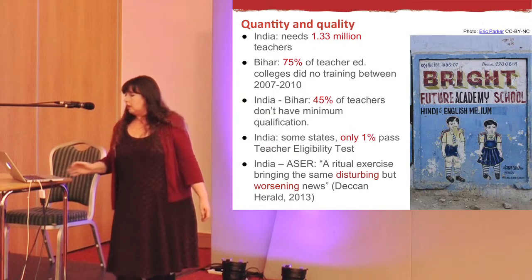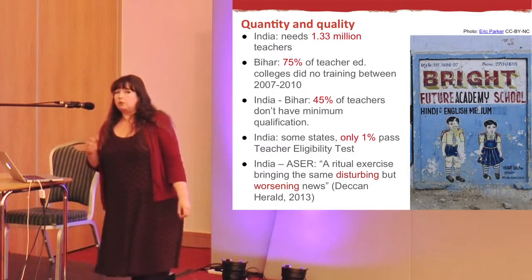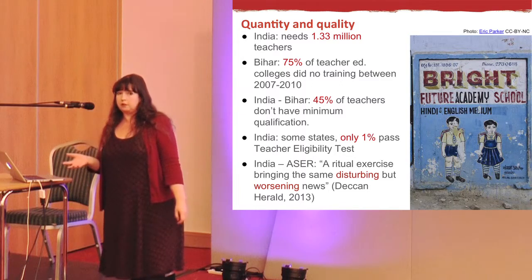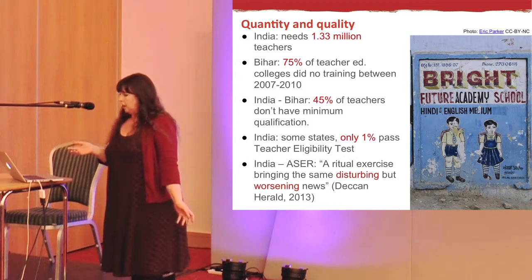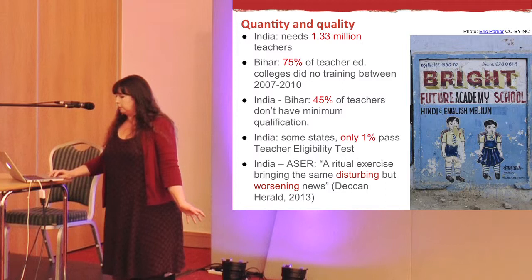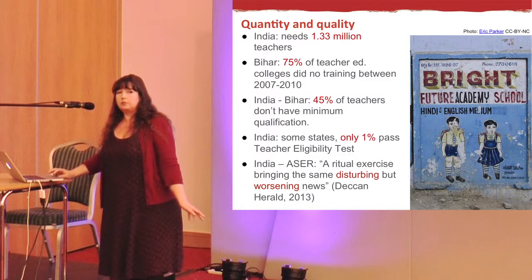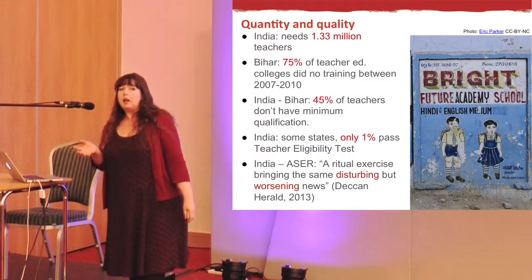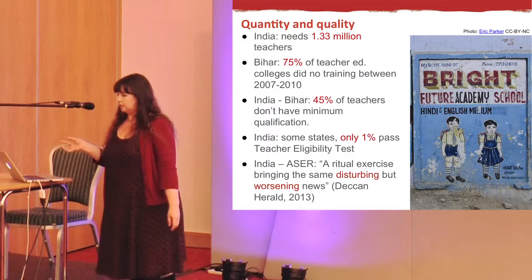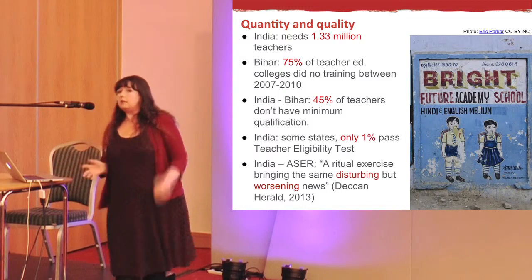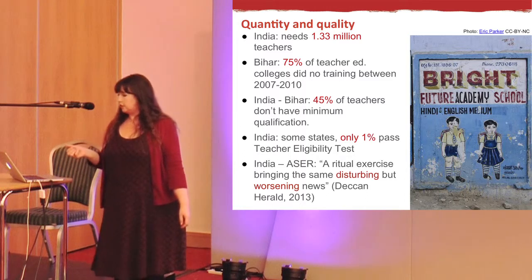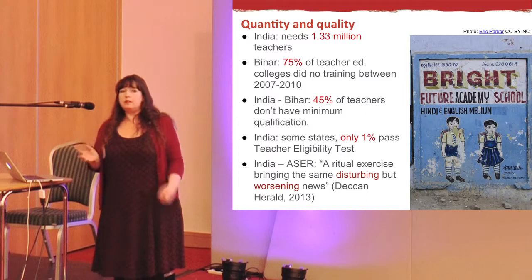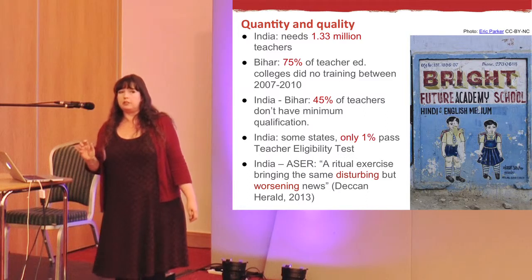So, to provide a bit of context about the areas in which TESS-India operates, the Indian education system. I'm going to share a few figures with you related to three problems that are addressed by TESS-India, and they are a lack of teachers, poor quality of teaching, and poor learning standards. Now, India's education features a huge number of unqualified teachers, and currently India needs 1.33 million teachers right away.